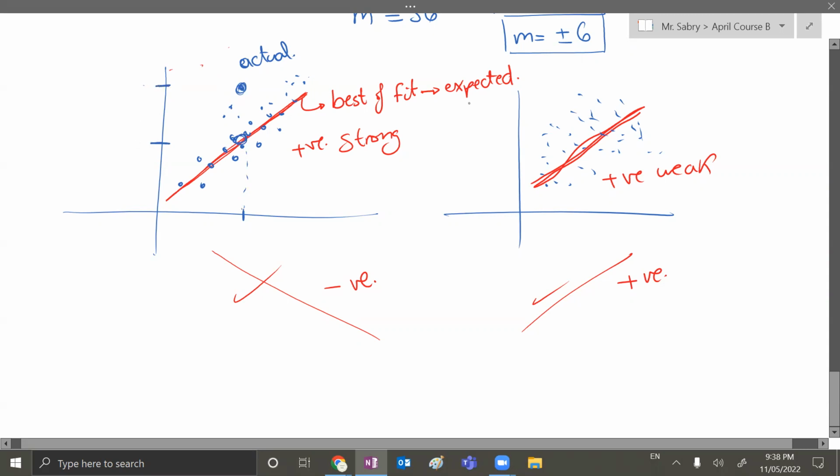So sometimes they would ask you about what's the difference between the value expected by the line of best fit and the actual value. This is the actual one, the Y. While the expected one that goes with the line of best fit is this one. This is the expected one. If you got the actual and you subtracted the expected from it, you'll get the difference between the actual and expected.